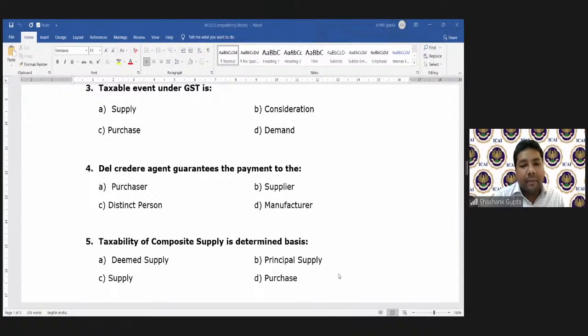Taxability of composite supply is determined basis A, deemed supply, B, principal supply, C, supply, and D, purchase. Which one? Come on, answer. Question number 5.